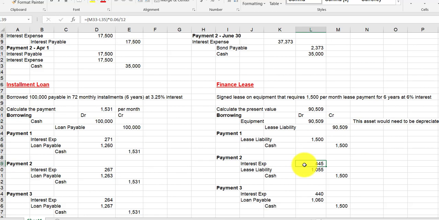Second payment, calculate interest very much the same way as you did over on the installment loan by subtracting earlier payments and then recalculating it at the 6%, obviously a different amount of interest because we changed the interest rate from the installment loan. But just like the installment loan, the interest is going down because the lease liability is going down. That's how you work through all of those items.